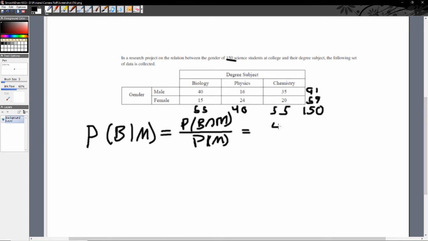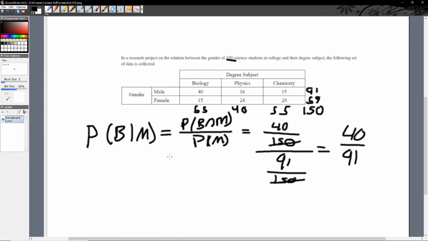So we have 40 out of 150, and that's divided by the probability of being a male. So that's 91 out of 150. The 150s cancel out, and you're left with 40 over 91, and that is the probability of studying biology given that you're a male.